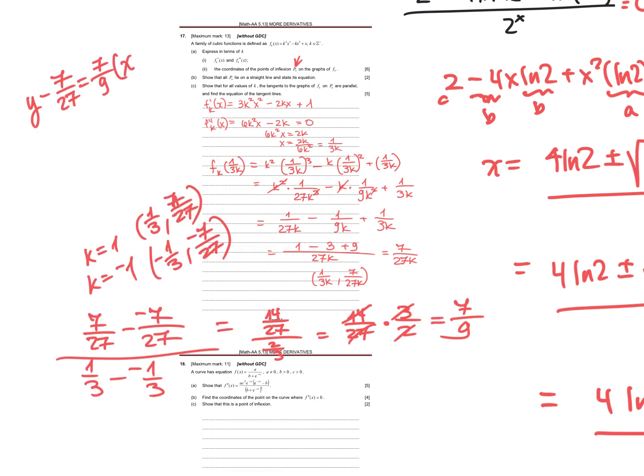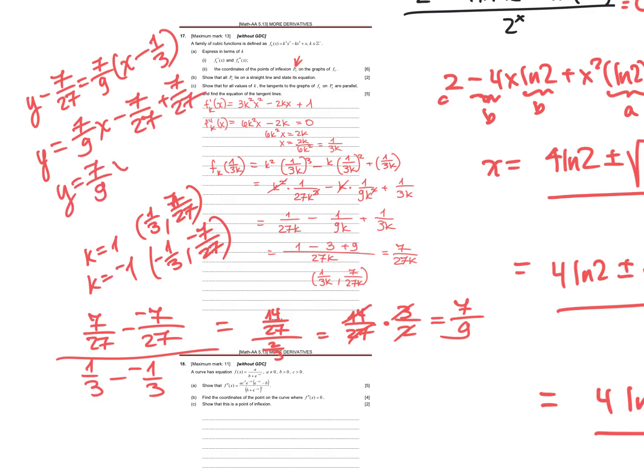So if we used one of these points, y minus 7 over 27 equals m, x minus 1 over 3, and then we had 7 over 9x minus 7 over 27 plus 7 over 27. So we've got y equals 7 over 9x.